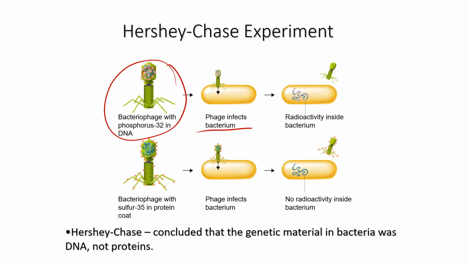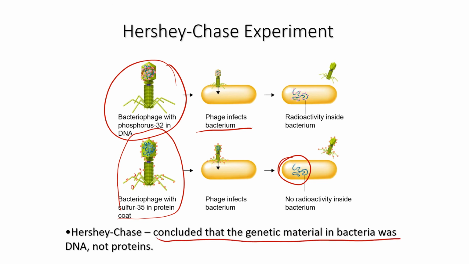But when instead the radioactivity was on the outside, so when it was on proteins and then the DNA was injected, there's no radioactivity on the DNA inside the bacteria, which seems pretty obvious to us now. But basically what he was trying to figure out is, is it proteins that are being transferred or is it DNA that's being transferred? And he concluded that the genetic material in bacteria was DNA, not protein. For a long time, we thought the genetic material was actually protein.